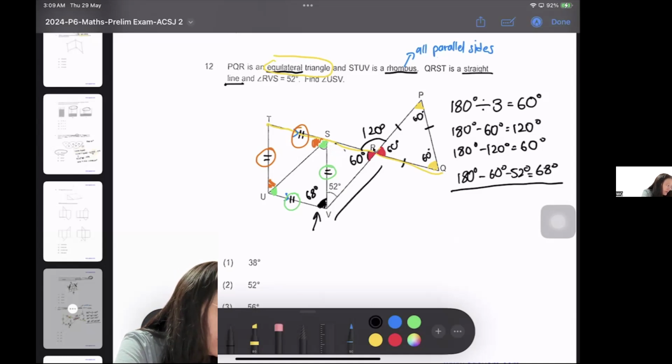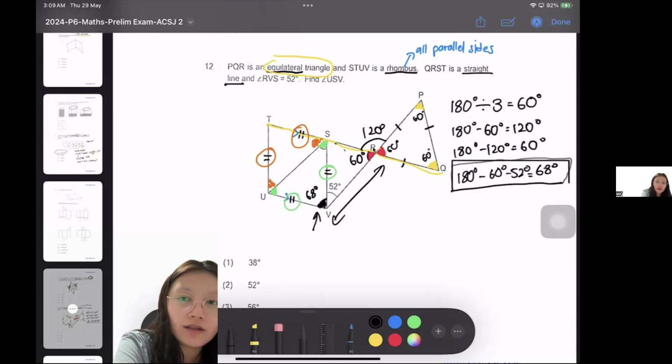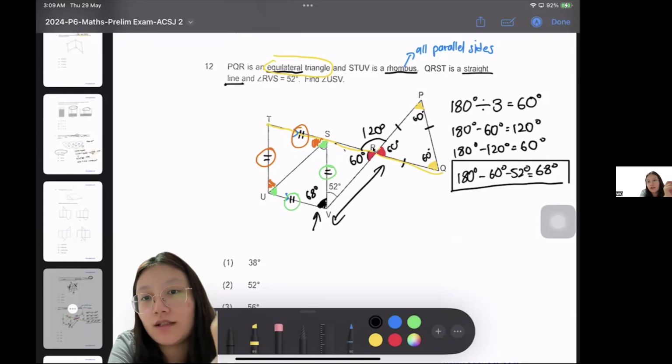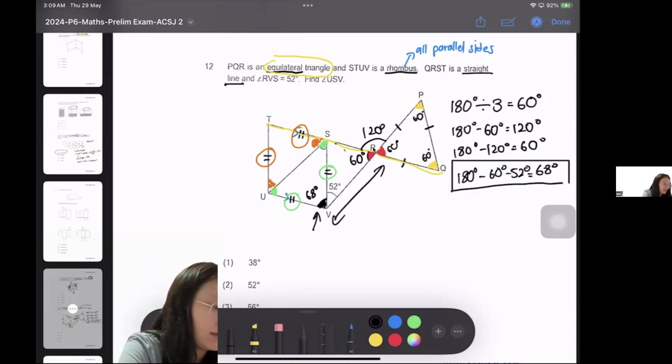So remember the angles between parallel lines add up to 180. So this over here is the angles between parallel lines equals 180. So we take 180 minus 60 minus 52. Okay, 60 is this one. 180 minus 60 minus 52 will give you this one, which is 68, because they're between the parallel lines. Anyway, so you found the 68.